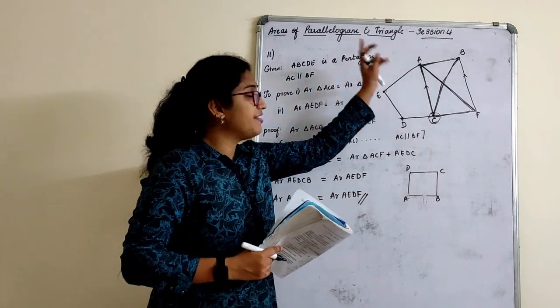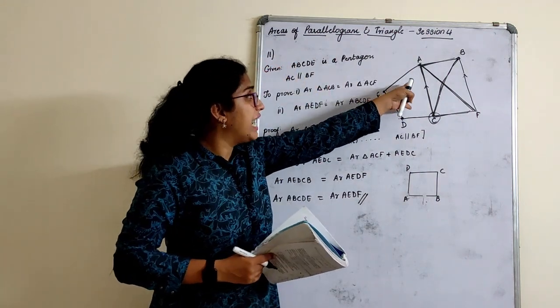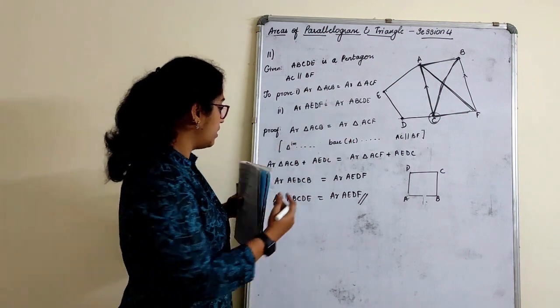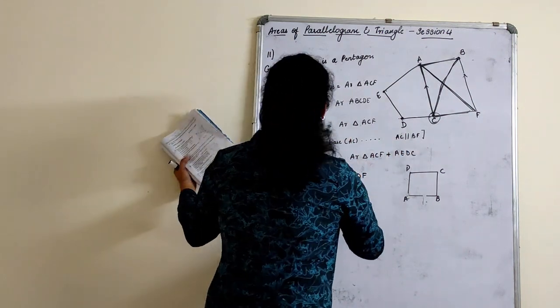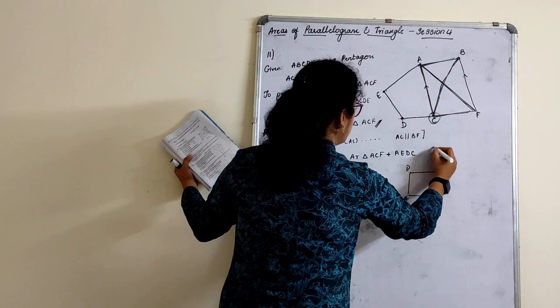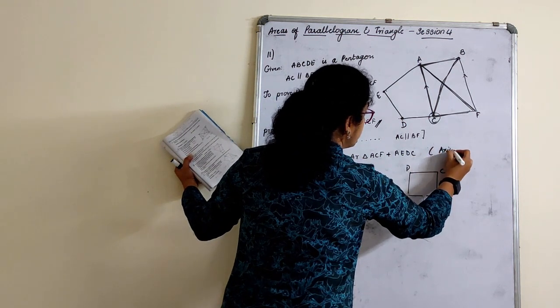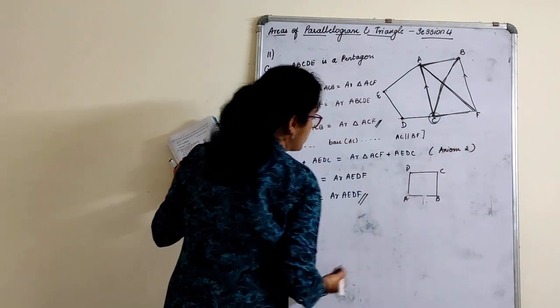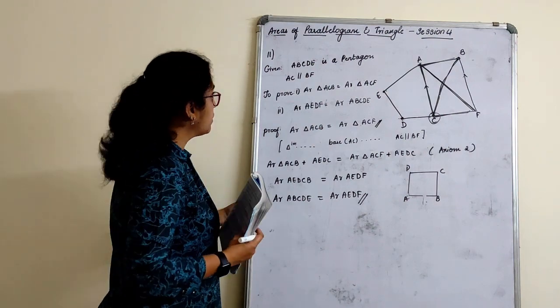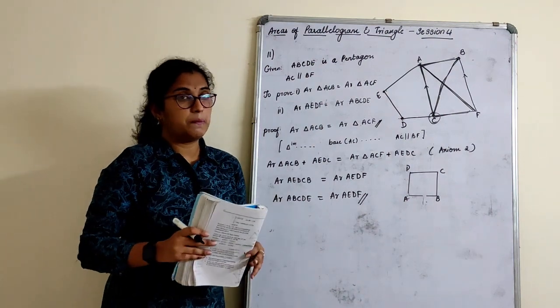The only thing we have to identify is what? Very simple question. Add this quadrilateral to the equal areas. I need to write a reason here. So the first one is anyway proved. The second one is axiom 2: equals are added to equals, the wholes are equal. So with this we complete today's session.